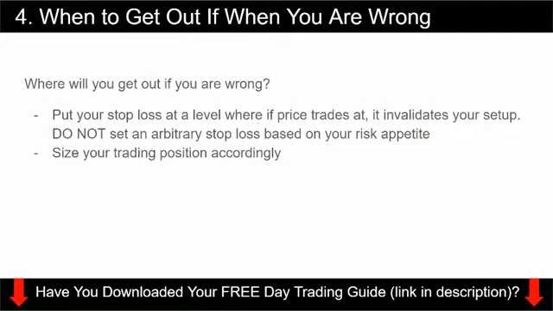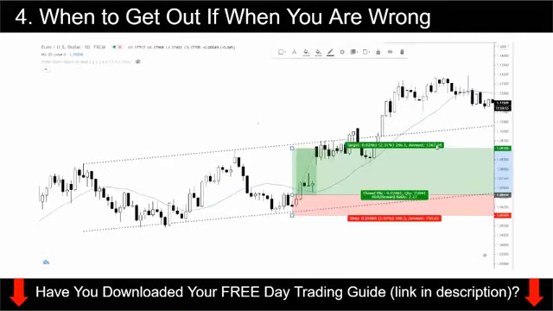Once you know the distance to your stop loss, then you want to size your trading position accordingly. Let's say you are risking 30 pips, then you want to size your position according to 30 pips. Of course, if your stop loss is wider, say 60 pips, then you want to size your trading position according to 60 pips instead. So you do not just want to enter a random lot size and not control your risk. Size your position correctly. Over here I have an example for you.